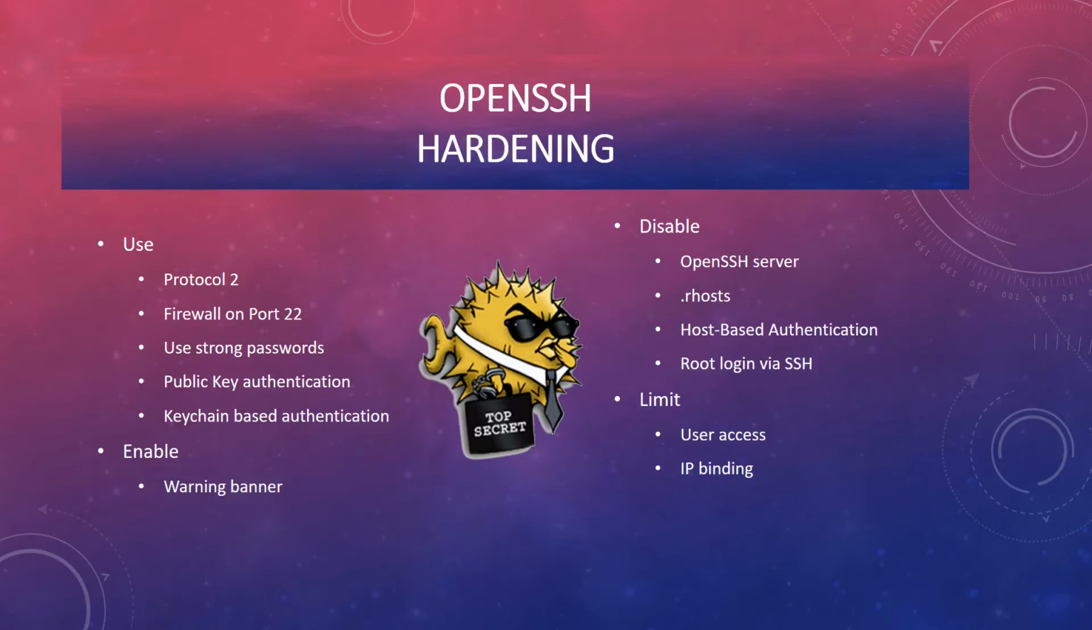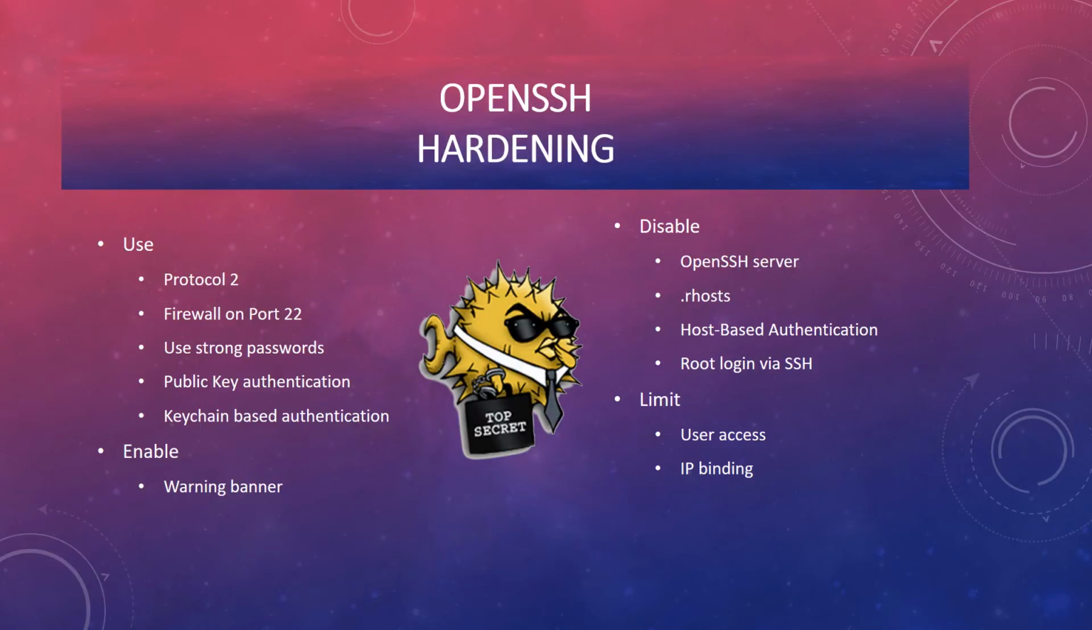All right, now I'm going to go over some OpenSSH hardening techniques. I'm going to first go over the do's and the uses and enables, along with proceeding on to disables and limits. First, you want to use Protocol 2. Protocol 1 is no longer really something you want to use whenever it comes to OpenSSH. You also want to put a firewall on that port 22 to add that extra protection there. You want to utilize strong passwords.